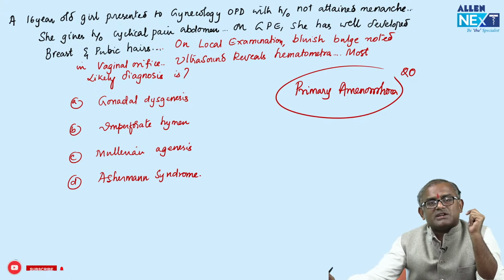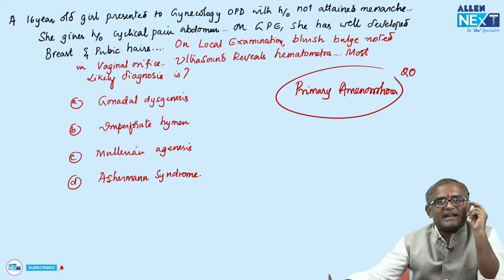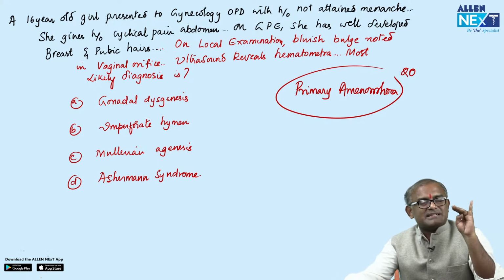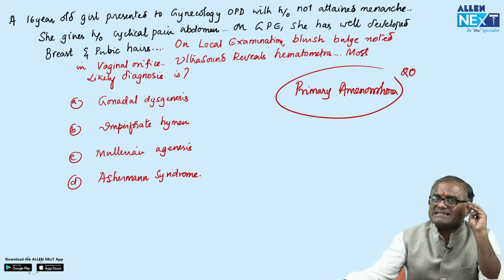So now, doctor, what is the definition for primary amenorrhea? In the absence of secondary sexual characteristics, no menses till 13 years, or in the presence of secondary sexual characteristics, no menses till 15 years.